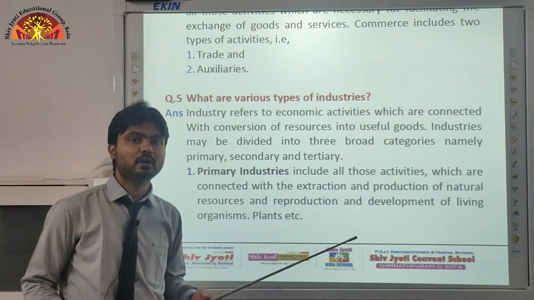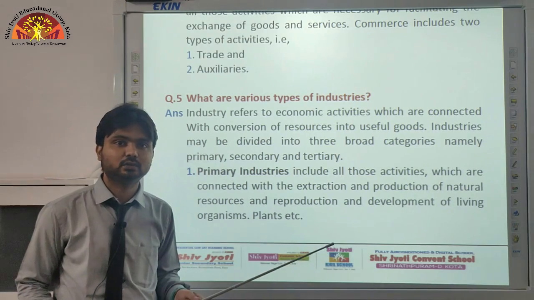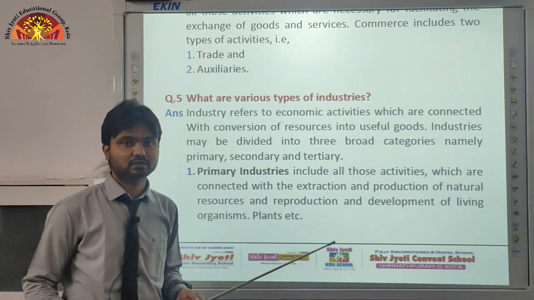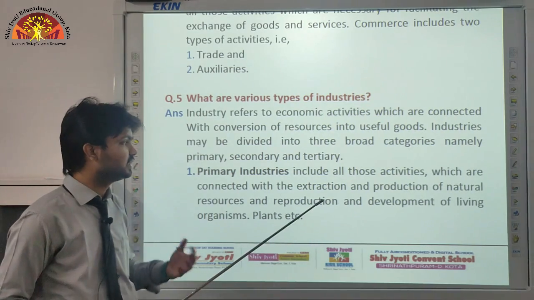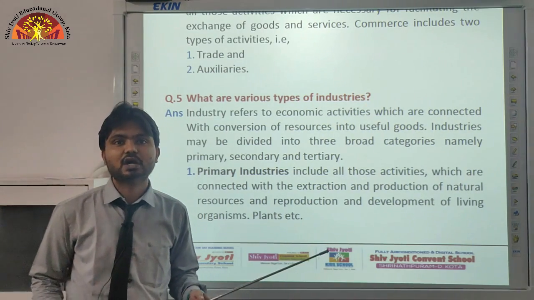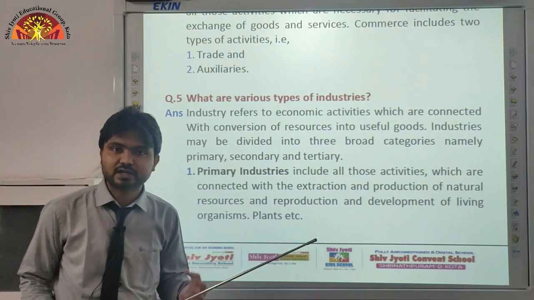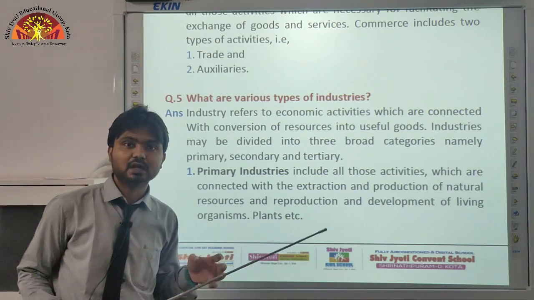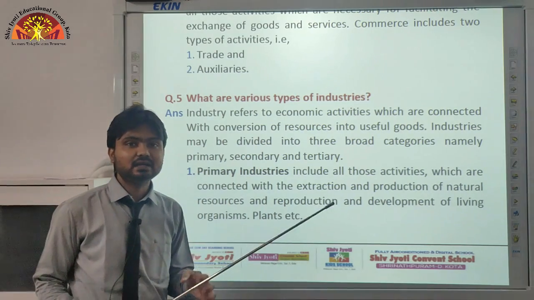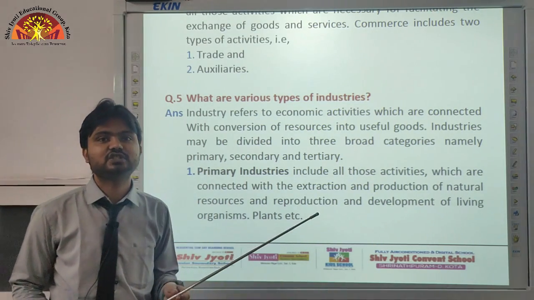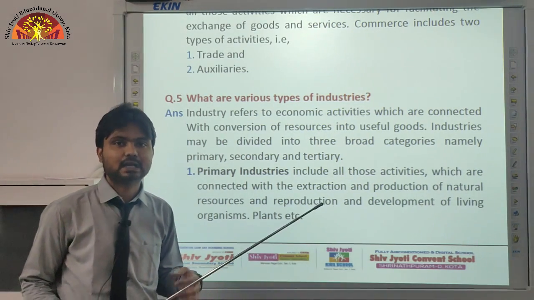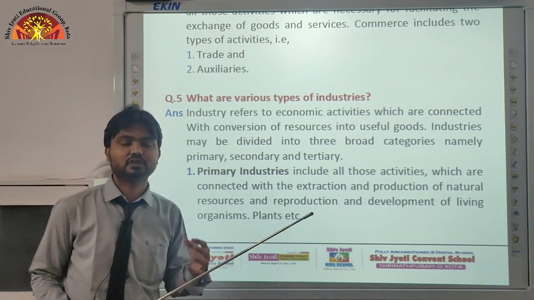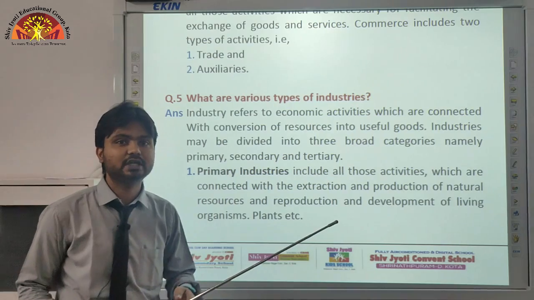Basically, if we talk about industries, we can categorize them into three types, that is primary industries, secondary industries, and tertiary industries. Primary industries are those industries which are related to the extraction of natural resources from our earth. They include all those resources which are easily available, for example coal, for example gold. These are the industries which are involved in the extraction of resources.